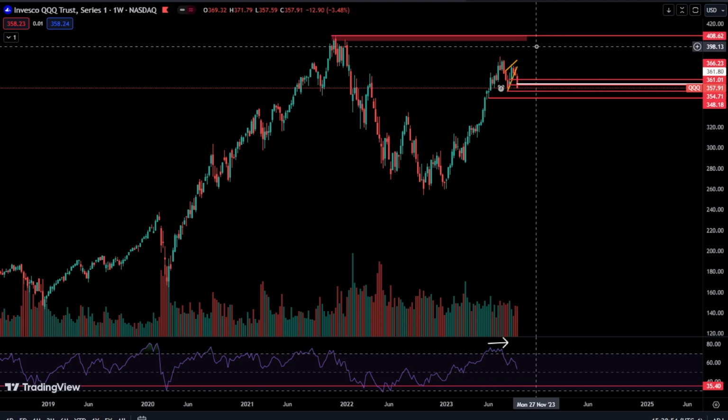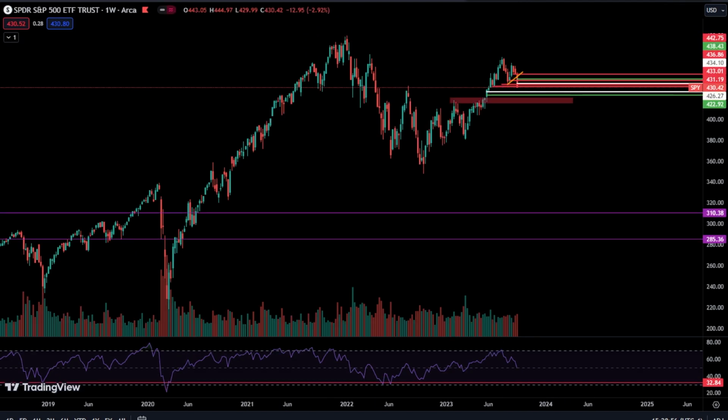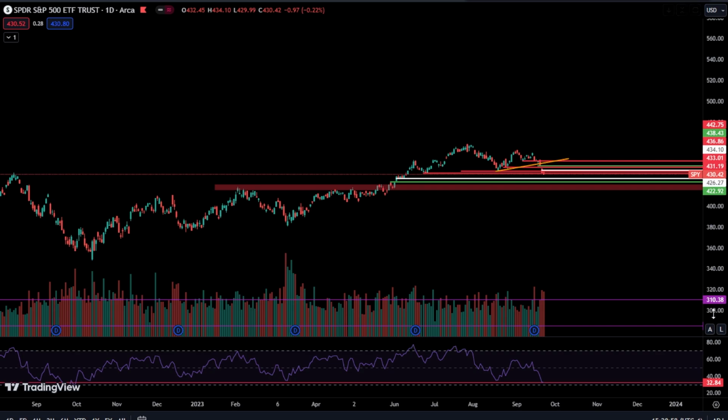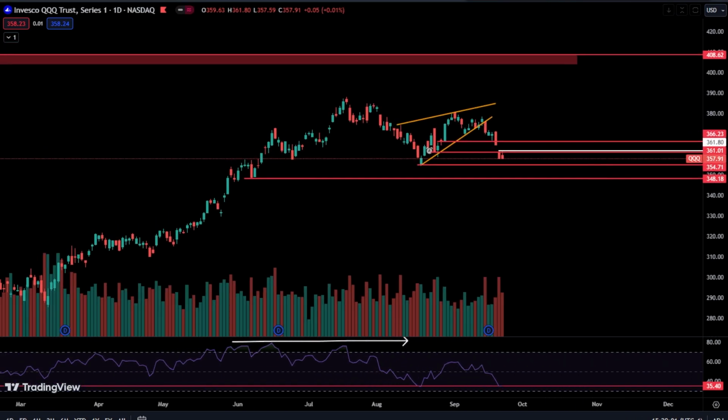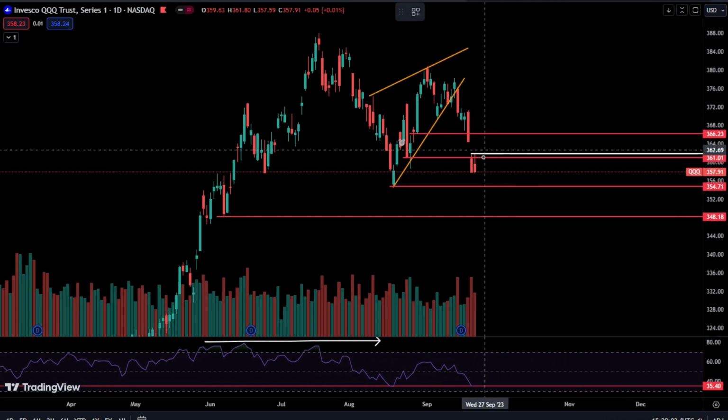All right, guys, it's pretty simple. Just keep things simple for yourself. Let's talk about some scenarios. We're going to use QQQ for this one. All right, no bounce.